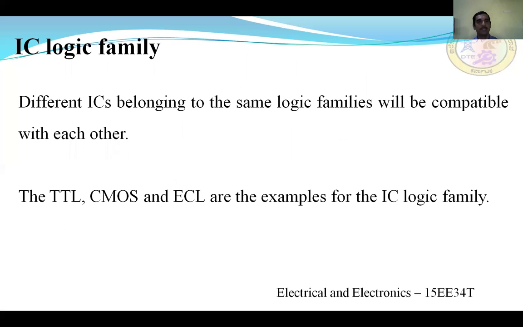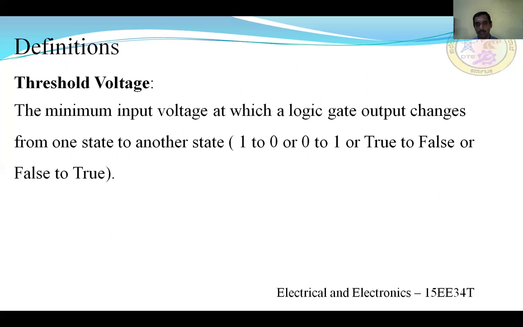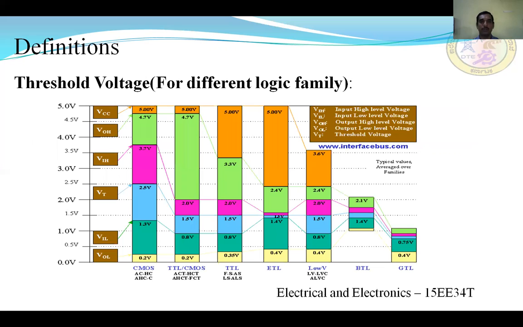The first definition is threshold voltage. What do you mean by threshold voltage? That is the minimum input voltage at which a logic gate output changes from one state to another state. We apply a minimum input voltage and then the output state changes from 0 to 1 or 1 to 0, or true to false or false to true. That is the threshold voltage. A different threshold voltage will be there for different families, as I already explained.